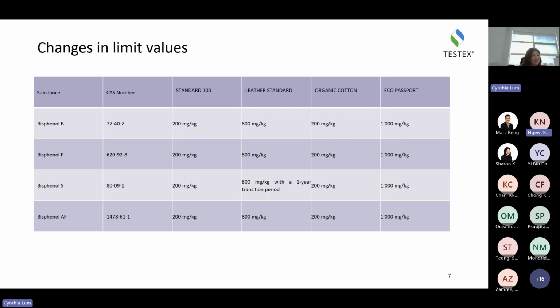Then another question that I want to ask regarding the wet and chemical processes. You have mentioned that all the wet and chemical processes need to be certified. Yes. Then I give you one scenario.